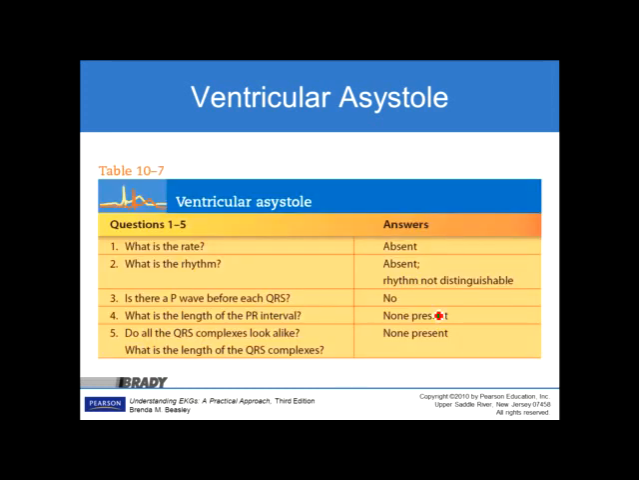So for ventricular asystole, all of these are going to be absent. So what is the rate? There is no rate. What is the rhythm? I can't tell because there is no rhythm. Is there a P wave before every QRS? No. Is it regular? No, because we can't find one. What is the length of the PR interval? There is no PR interval. Do all the QRS complexes look alike? It would be great if we had a QRS complex, but in the case of asystole, we do not. It's a nice flat line. So no QRS complexes and no width to the QRS complexes.